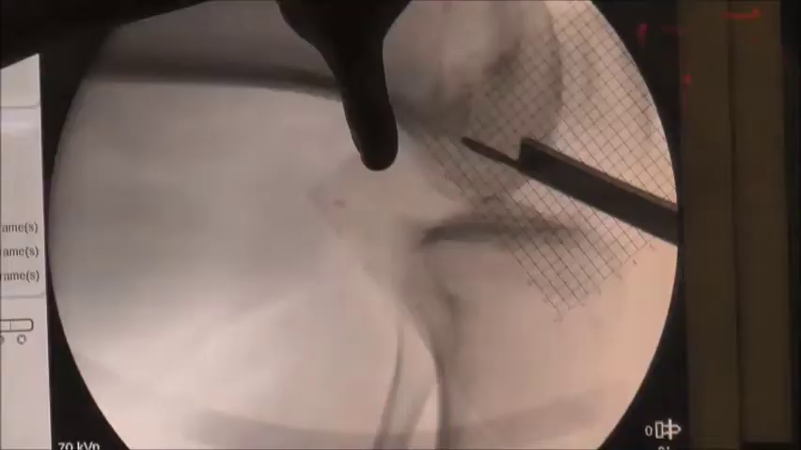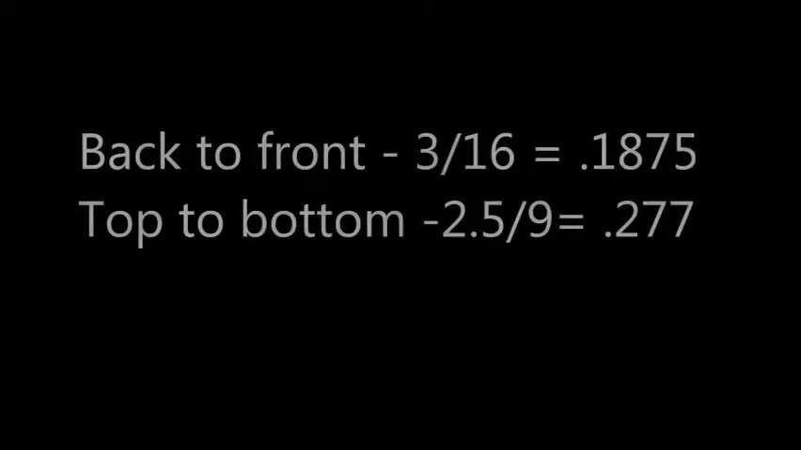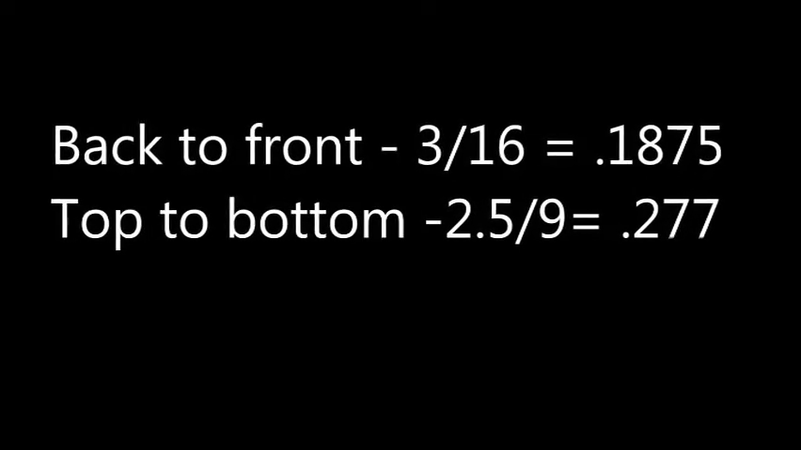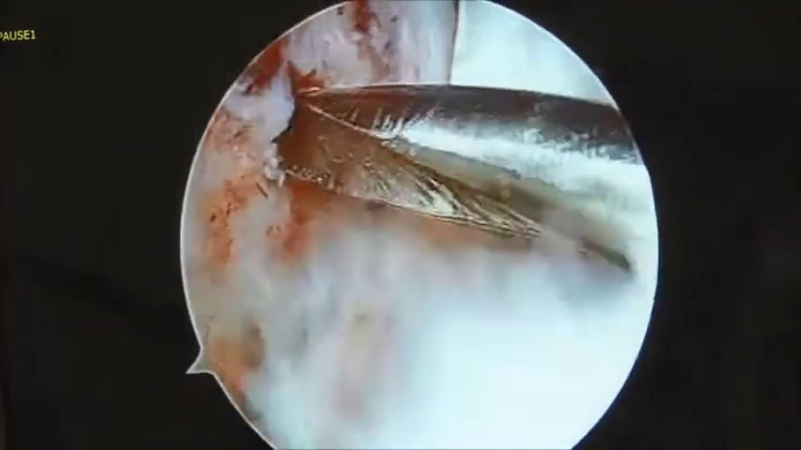Once the C-arm shot is taken, our transparency grid is superimposed on the C-arm image and the position of the tip of the guide pin is determined from back to front and top to bottom by calculating the number of boxes. In this particular instance, it is too high and too back. So the surgeon changes the position of the guide pin.